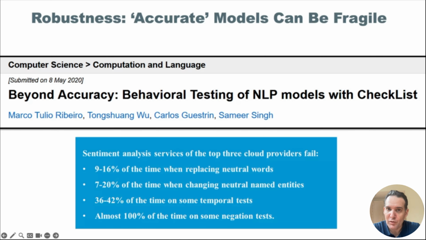If you change really neutral named entities, so instead of "I'm flying to" you say "I'm taking a plane," almost 1/5 of the time the sentiment will change. And if you make more advanced changes, for example, changes in time, like "I used to hate this airline, but now I don't," or a double negation, like "this flight wasn't as bad as I thought it would be," then very often the models failed almost 100% of the time.